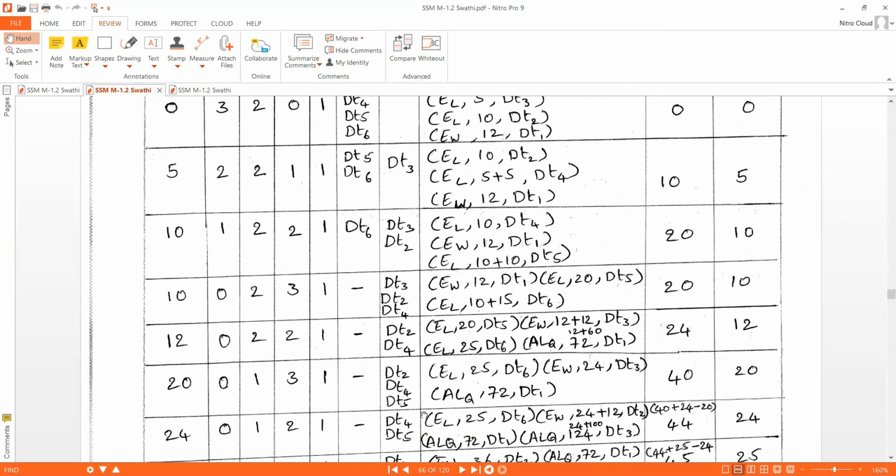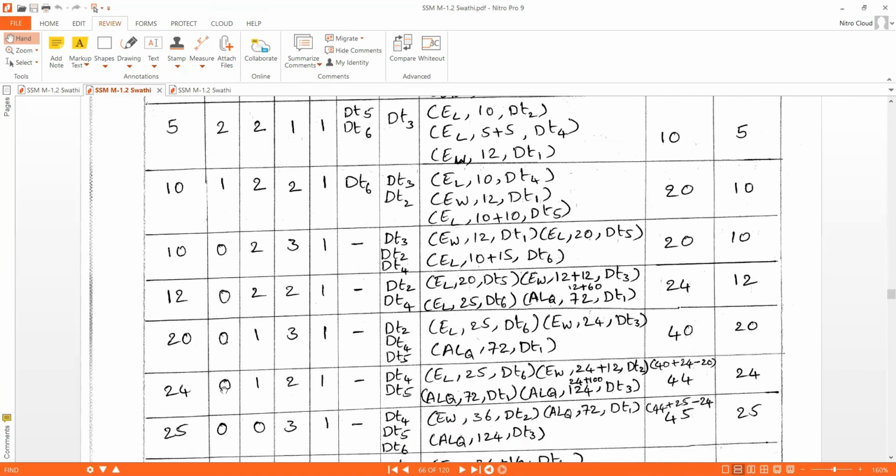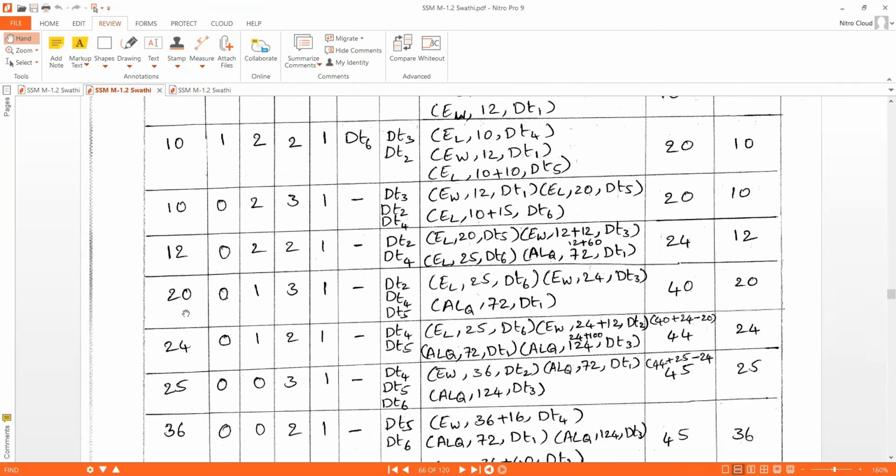Next, we need to advance the simulation clock from 20 to 24, based on the least value in the future event list.